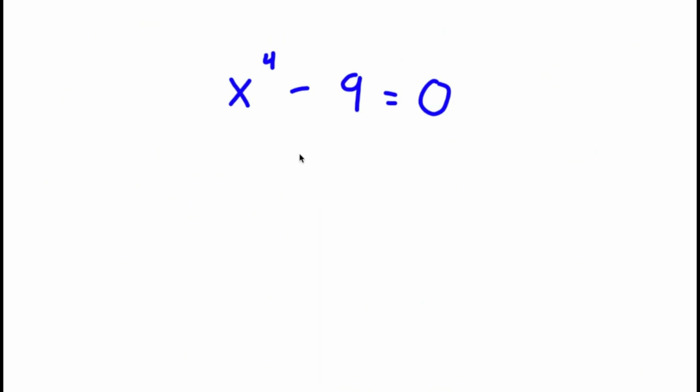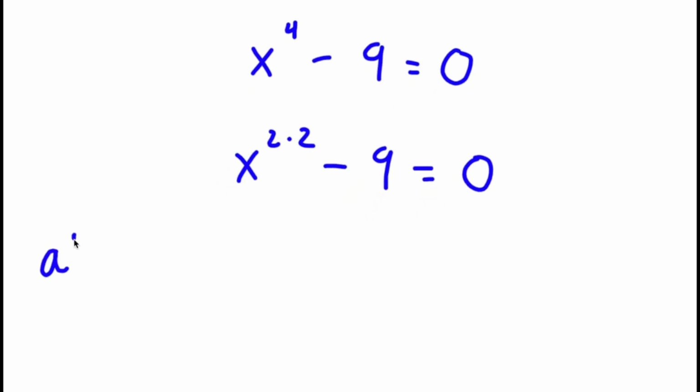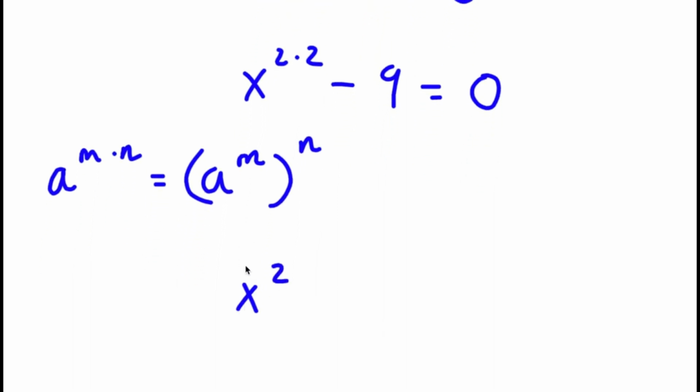Alright, so in this problem, I have x to the power of 4 minus 9 is equal to 0. So to solve this, I'm going to first replace x to the power of 4 with x to the power of 2 times 2. So I simply substituted in 2 times 2 for 4. So now I have x to the power of 2 times 2 minus 9 is equal to 0. Now, if I have something in the form a to the power of m times n, this is equal to a to the power of m to the power of n. So x to the power of 2 times 2, I can rewrite as x to the power of 2 to the power of 2. Now this minus 9 is equal to 0.